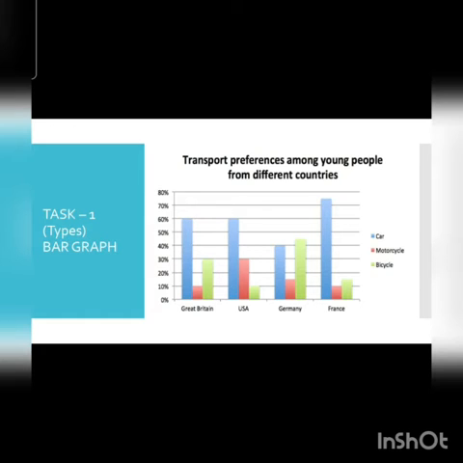Now I will tell you how you can write the data. For example, in Great Britain, 60% of youngsters like to use car for traveling. So this is the way to write down the data.